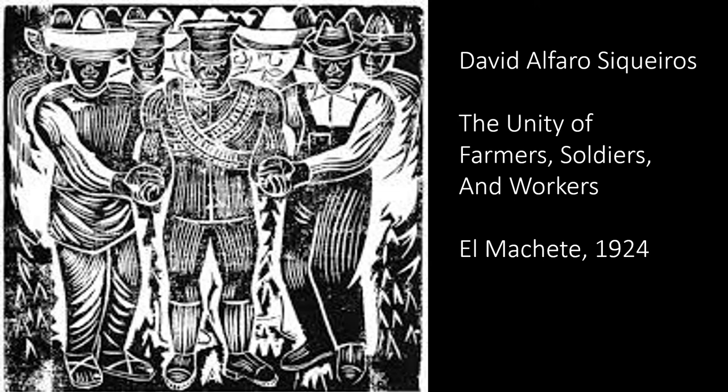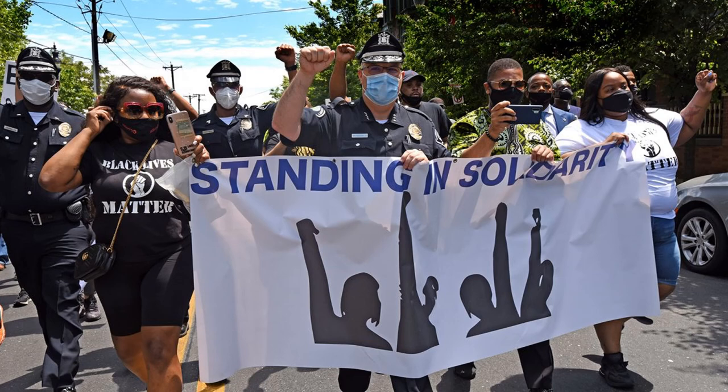Here's a David Alfaro Siqueiros print with the same message called The Unity of Farmers, Soldiers, and Workers, done in 1924. This photo of police joining with Black Lives Matter protesters may have a similar message.